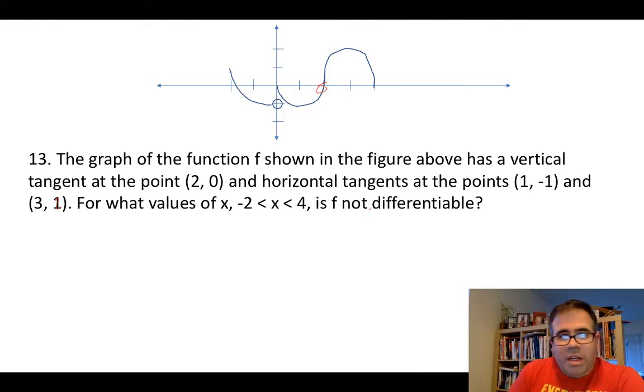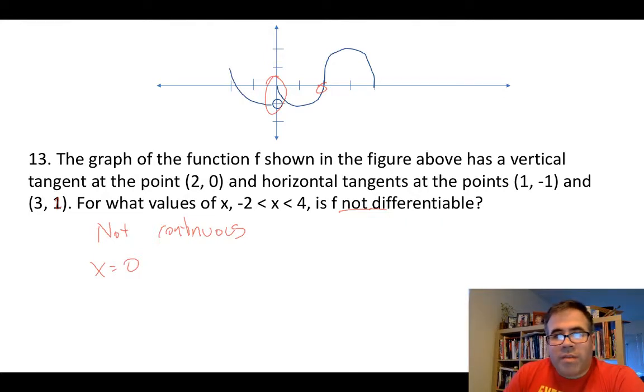So remember, for not differentiable, there's 2 ways of doing that. It could be not continuous. There are 3 ways. Continuous. Are there any points where it's not continuous? Well, yeah. Right over there. That is not continuous. So we have a value of x equals 0, for which f is not differentiable.